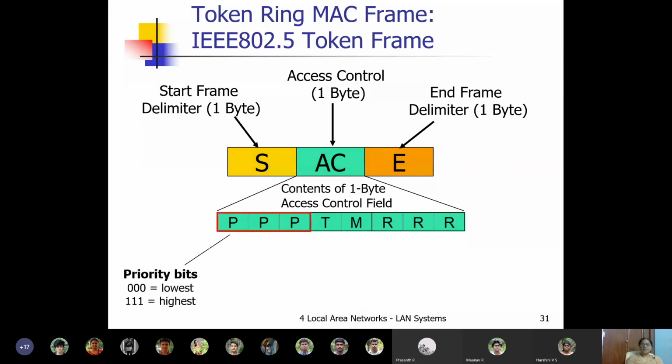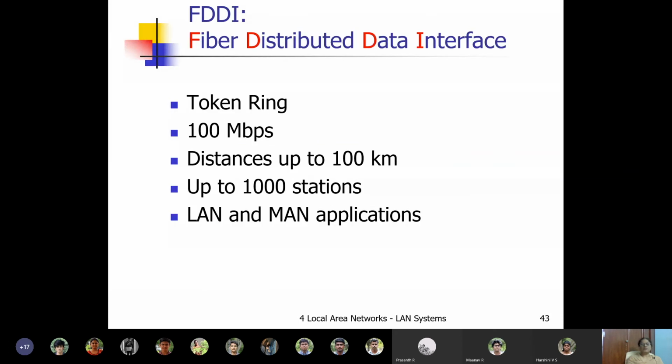Again, this is the frame format. The frame format is self-explanatory; you need to learn by heart the meaning of each of the bits. FDDI is one form of token ring. In case of token ring, there is only one ring, whereas in case of FDDI, there will be two rings, so that gives additional reliability.